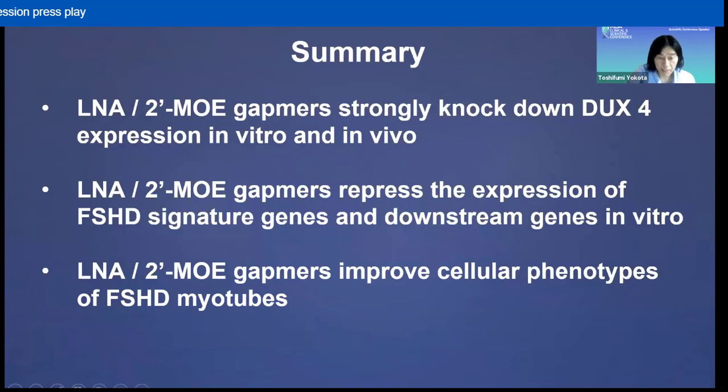Okay, so this is the summary. We designed 2' MOE gapmers and LNA gapmers, and they strongly knock down DUX4 expression both in vitro and in vivo. These gapmers also restore expression of signature genes and downstream genes in vitro. And these gapmers improve the cellular phenotypes of FSHD myotubes. We are also working on systemic treatment with gapmers in the FSHD mouse model.